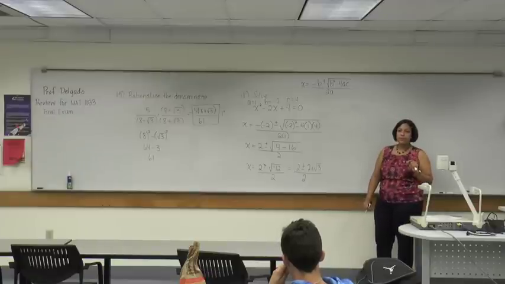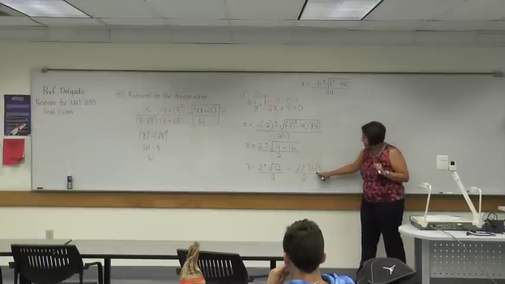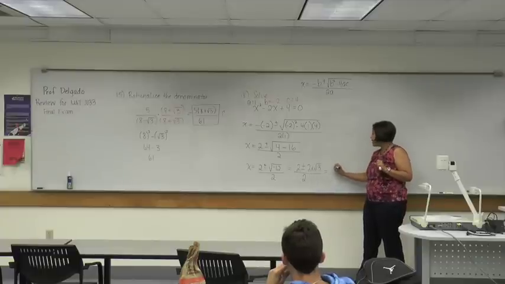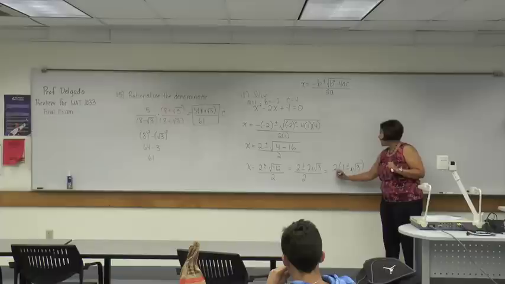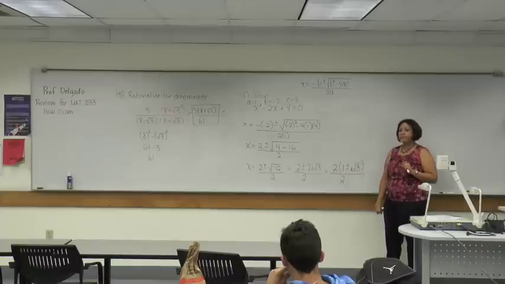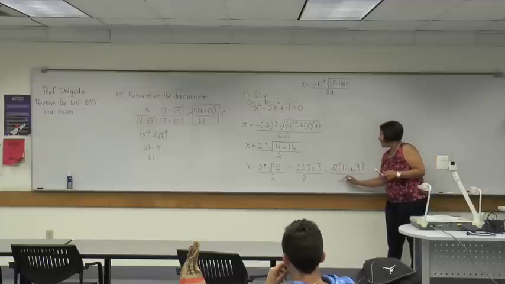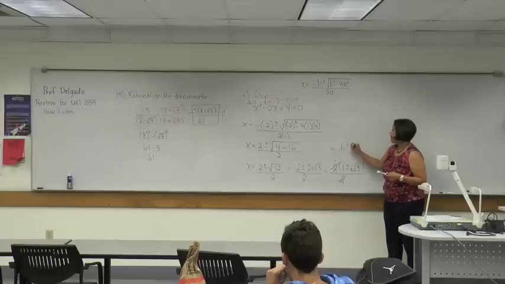And we're really close to being finished, but we can simplify this further. We have two terms in the numerator, and they both contain a factor of 2. So let's go ahead and factor out that greatest common factor. We get 2 times 1 plus or minus i times the square root of 3, and all of that is over 2. Now the twos are eligible to be divided out, right? Two goes into two one time. So our final answer will be 1 plus or minus i times the square root of 3.